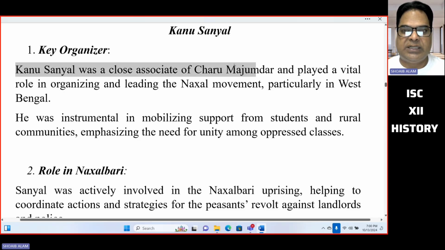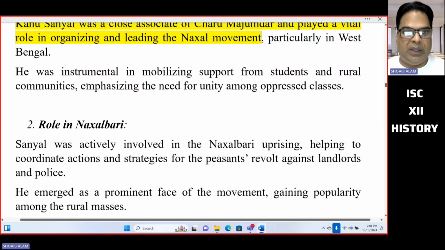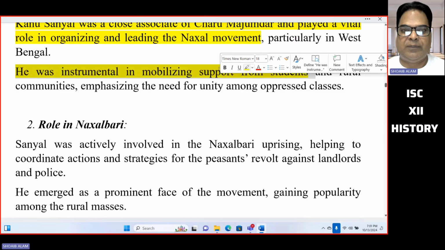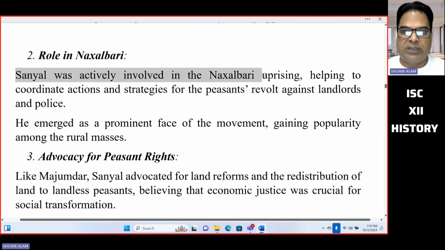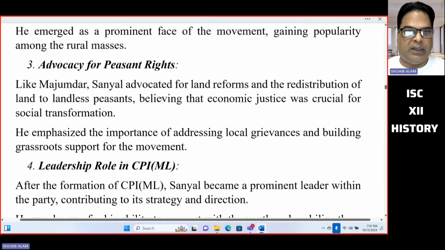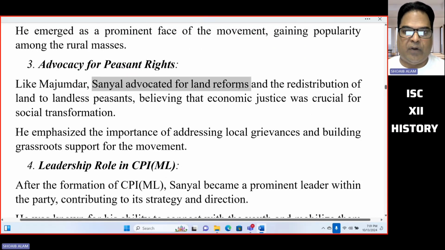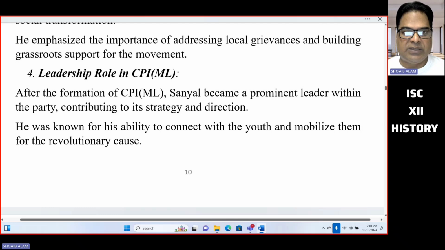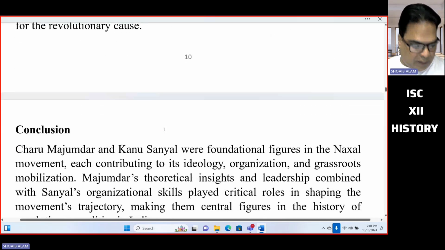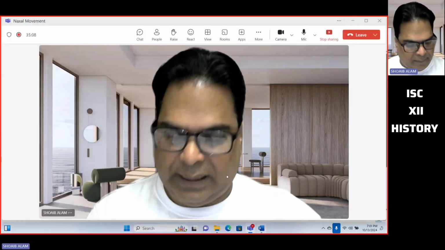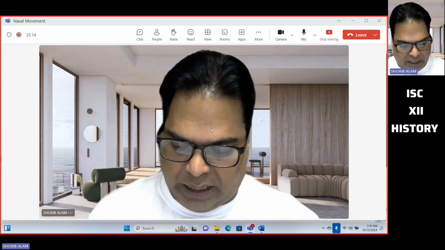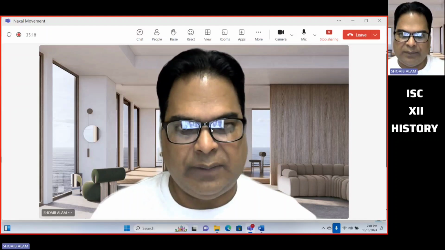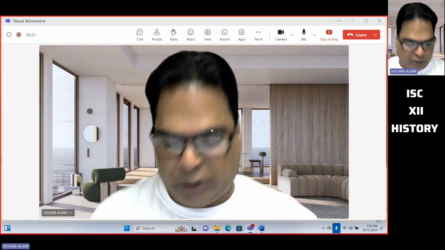Kanu Sanyal was a close associate of Charu Majumdar and played a very important role in the Naxal movement, mostly in West Bengal. He was instrumental in mobilizing support from students. Sanyal was actively involved in the Naxalbari uprising. Like Majumdar, Sanyal advocated for land reforms and redistribution of land to landless peasants. After the formation of CPIML, Sanyal became a prominent leader within the party. He was known for his ability to connect with youth and mobilize them. On 23rd March 2010, he was found hanging in his residence near Siliguri. He was 81 years old and was suffering from old age related cardiopulmonary ailment.